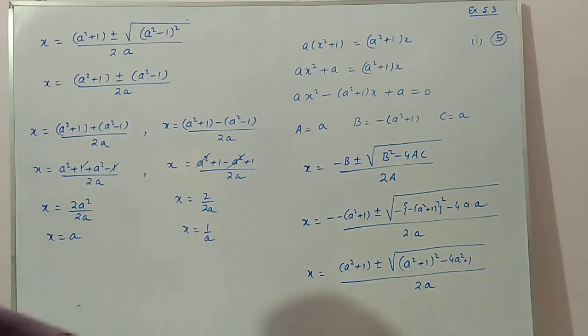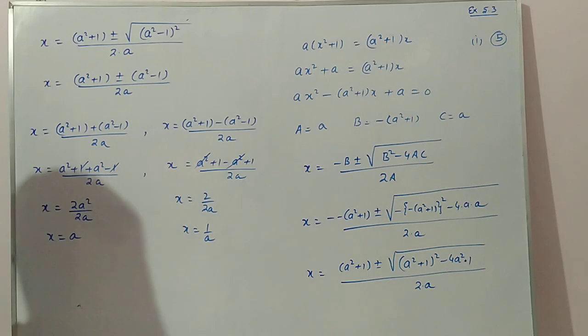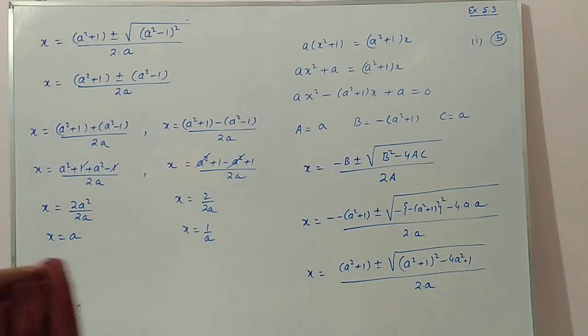So the only problem was in this part, that is a plus b the whole square minus 4ab. Rest you can solve it easily. Next sum. Let's see which sum we will do. 5 number 2 also we will do for you. Let's see.